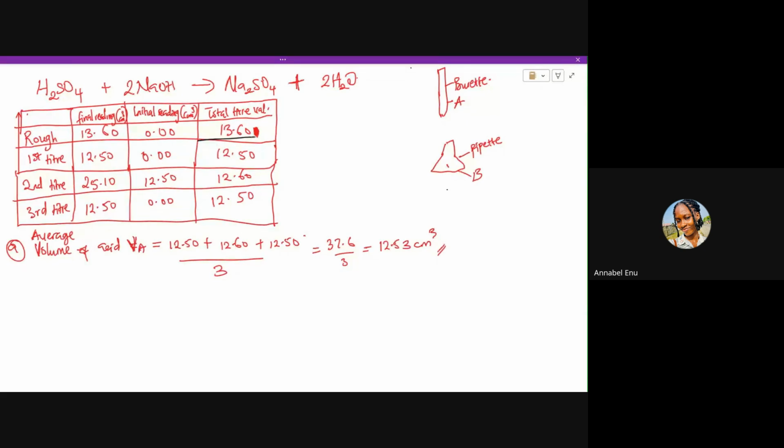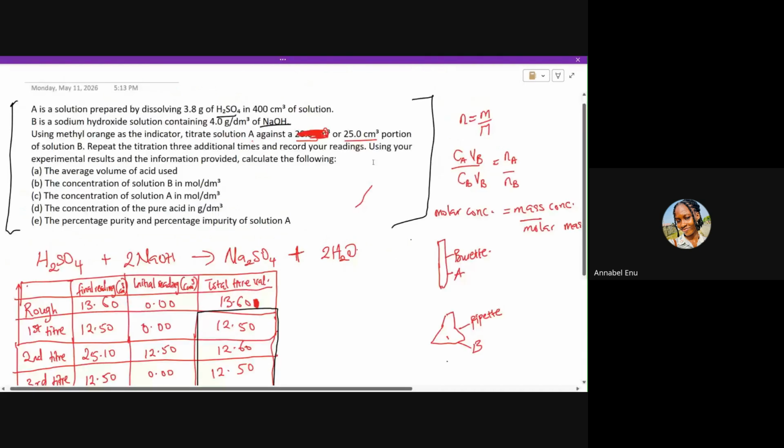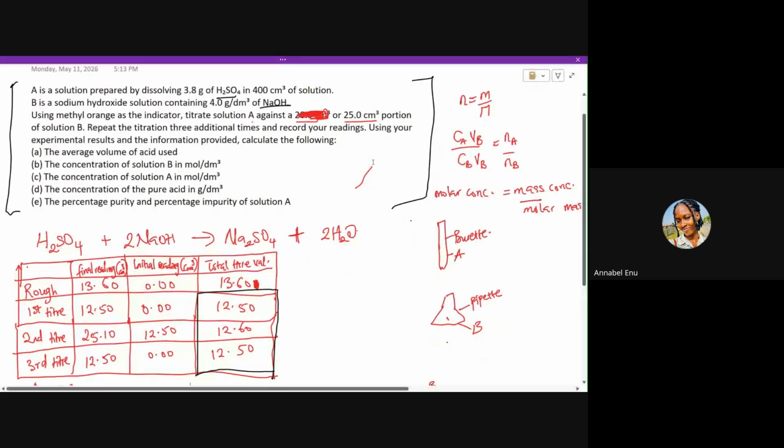Now, observe that we are making use of all these values here, right? Because this is the total. And how do we get the total? Final minus initial. So begin with what you are adding and subtracting. Good. So we have gotten our A answer. I hope no one is confused. I believe no one is. Now the B says we should find the concentration of solution B in mole per dm cube.